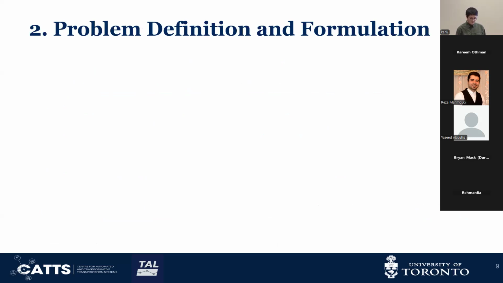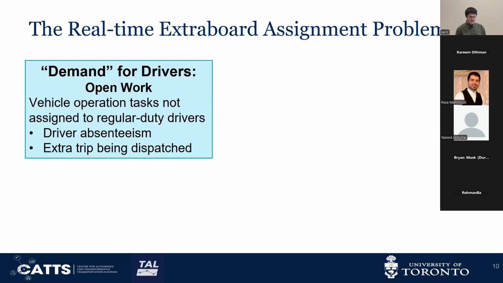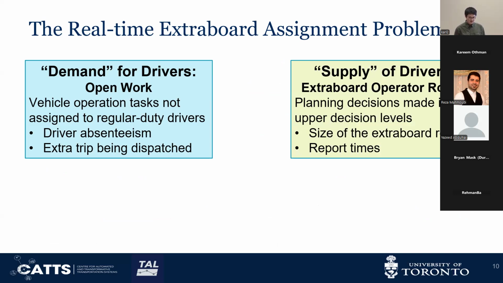Moving on to problem definition. We introduce two important sides in the problem. We have the demand for drivers in the form of open work, and the supply of drivers in the form of the extra board roster. The main decisions are really to match the two sides together.